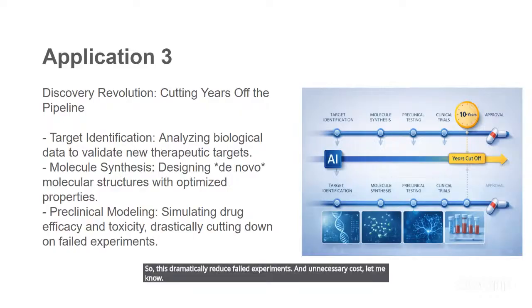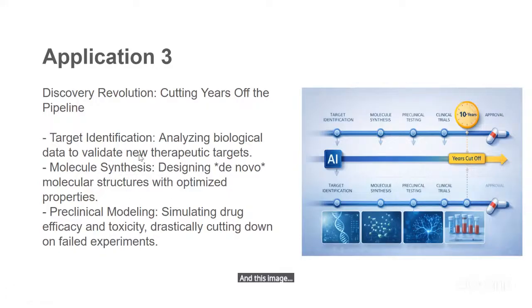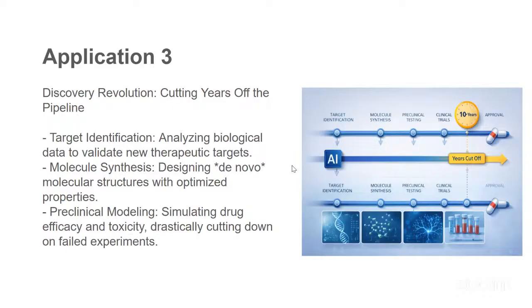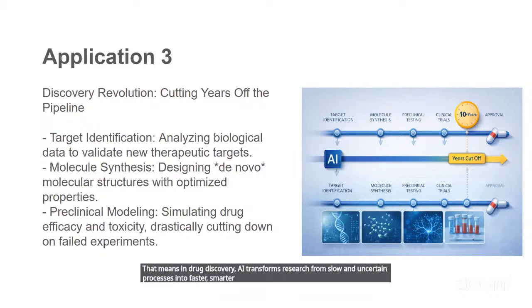And this image shows how AI shortens the drug discovery timeline by accelerating early phases. AI allows promising therapies to reach clinical trials faster. So that means in drug discovery, AI transforms research from slow and uncertain processes into faster, smarter, and more efficient pipelines.